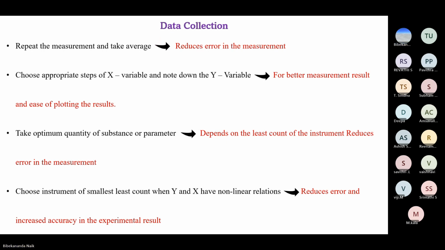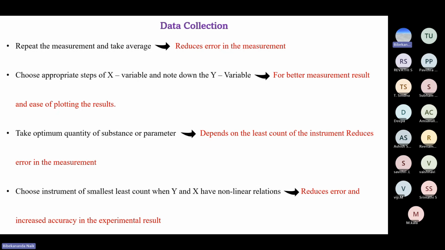Now when we talk about data collection, there are different things that we should keep in mind, like repeat the measurement and take the average. Generally, when we do an experiment, we try to do it several times, so that we can minimize the error. Suppose we are performing an experiment with a simple pendulum, and we need to calculate the time period of oscillation of the pendulum.